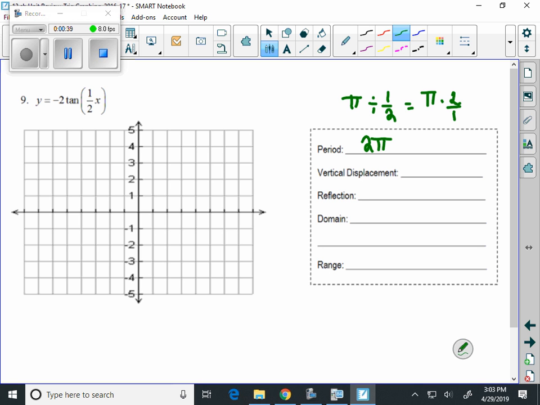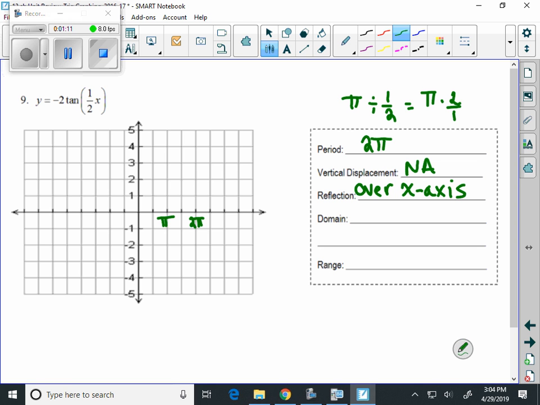So when we come over here and we label our grid 1, 2, 3, 4, here's 2 pi, so here is pi. As we look over there, we have nothing added or subtracted to this function, so there's no vertical displacement. But we do have a negative in front of the 2, which is in front of the function, so we are going to reflect over the x-axis.